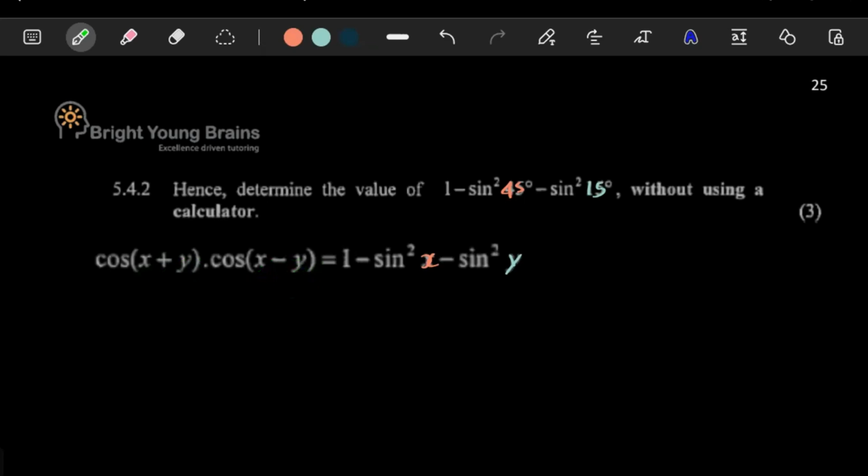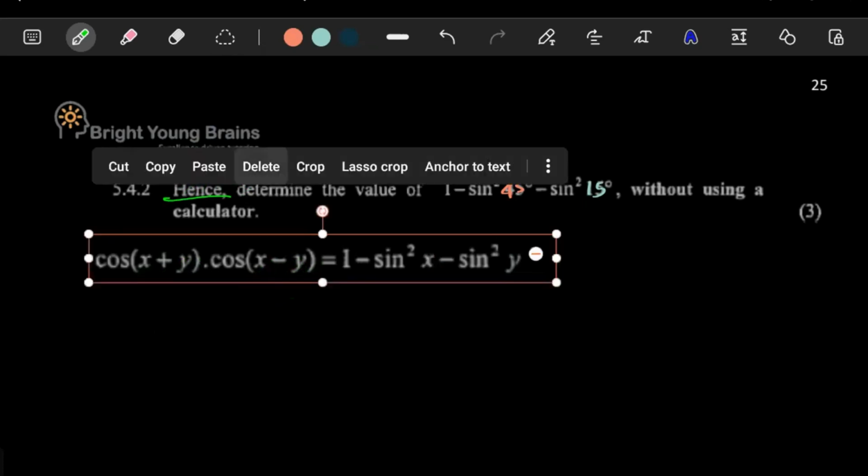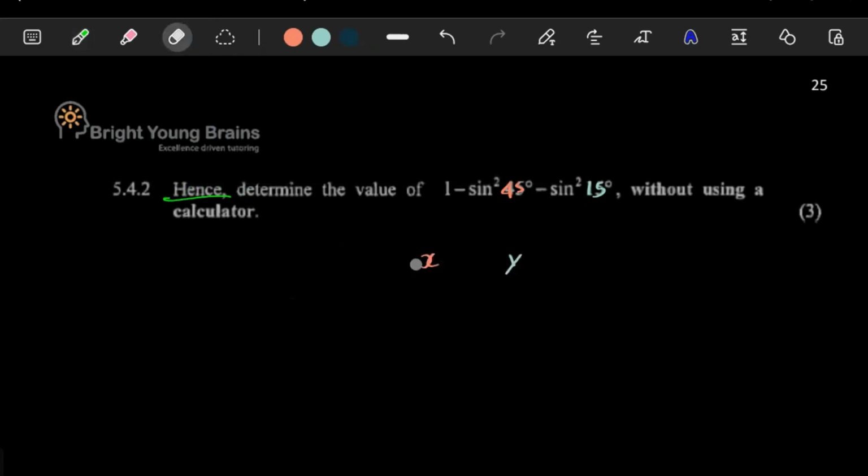That doesn't help much. The funny thing is whenever they say hence, you obviously want to use the previous question. But from here, actually, there's no need to be worrying about anything here. This we can actually get rid of. We don't really need it. We already have sine 45. Sine 45 is not an issue. Let's find a way of writing out sine 15.